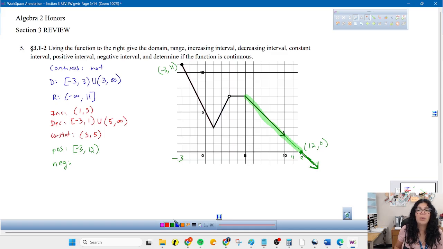And then the negative interval will be the part that's below the x-axis, which is from that 12 all the way till the arrow on the right. So from 12 to infinity, we have our negative interval.